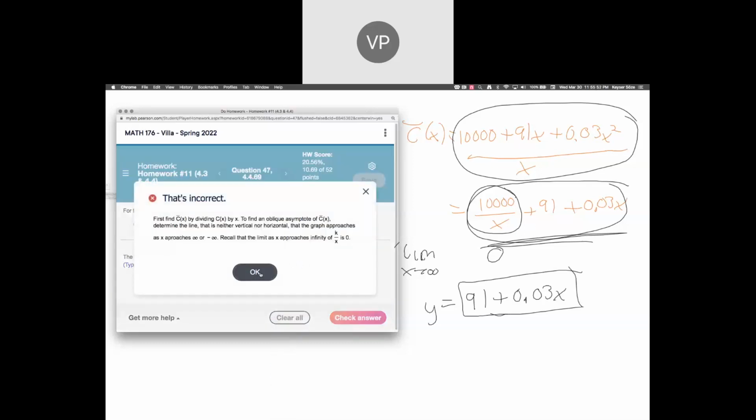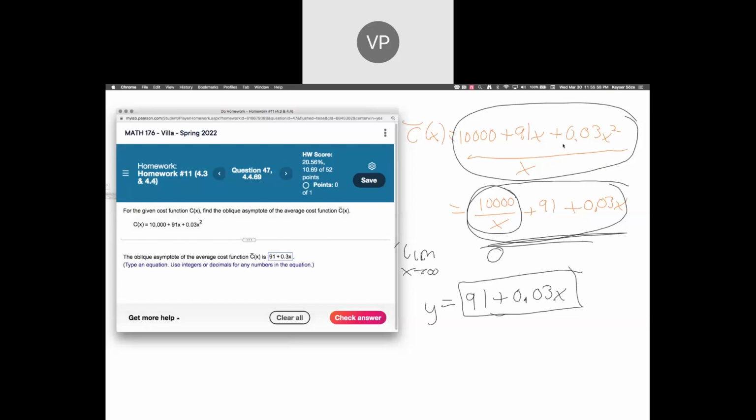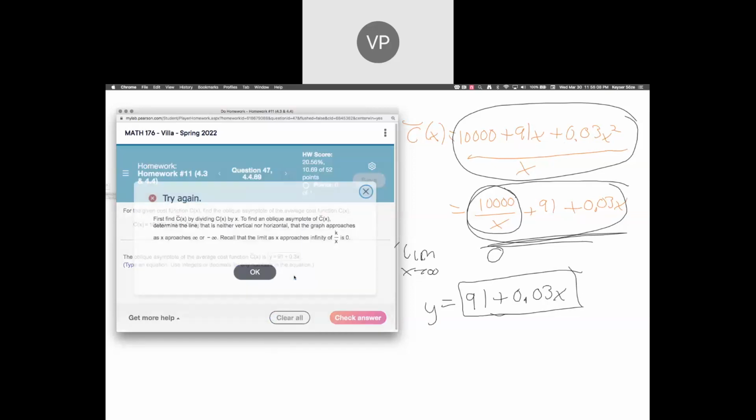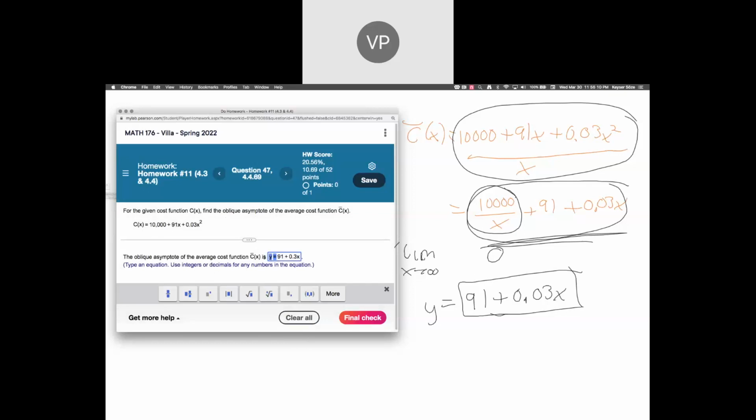No, what did I get wrong there? Infinity or negative infinity? Did I just type something wrong here? Is 0.3x. Oh, I know what I did wrong. Forgot to put the y. No, I didn't.